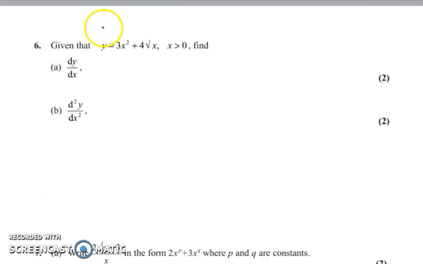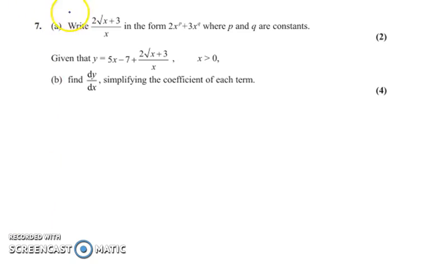Okay, moving on to question 6. This is actually 3x squared add 4x to the half. So when we differentiate it the first time, 3 times 2 is 6x. A half times 4 is 2. And take away 1 from a half, minus a half. When we differentiate it twice, we get just 6. Minus a half times 2 is minus 1. Minus a half, take away 1 is minus 3 over 2. And that's question 6.